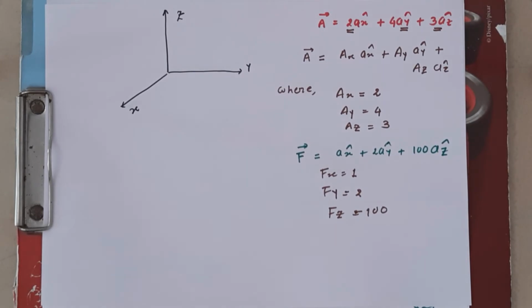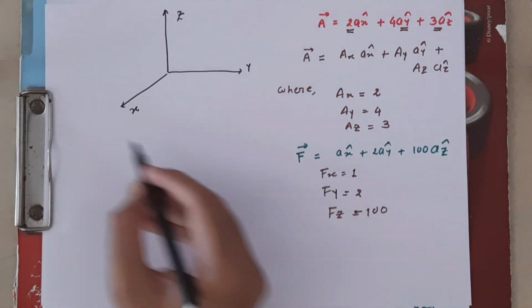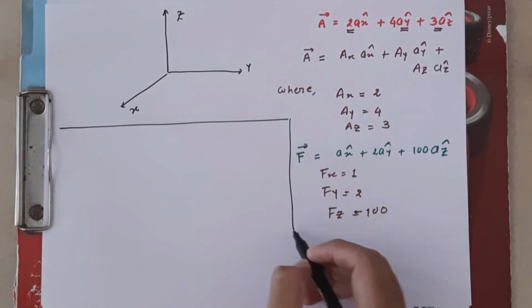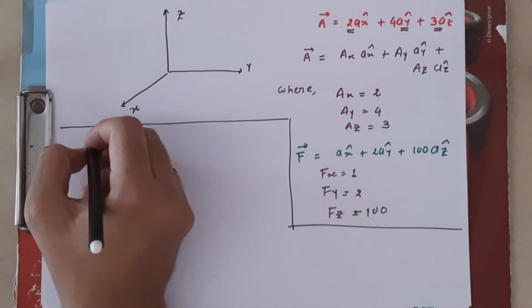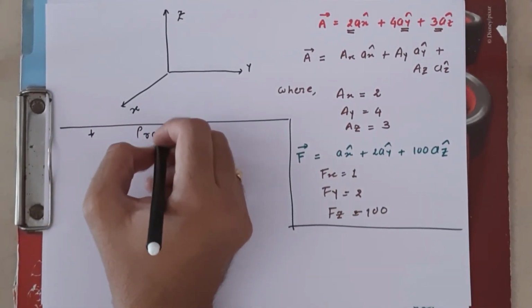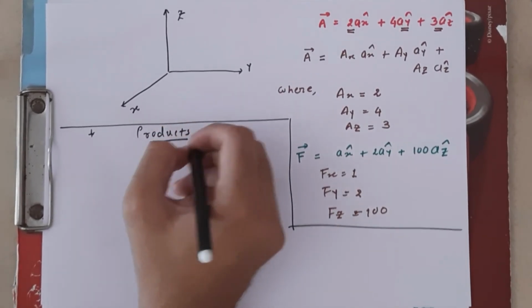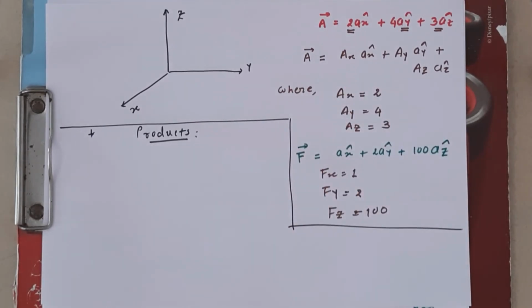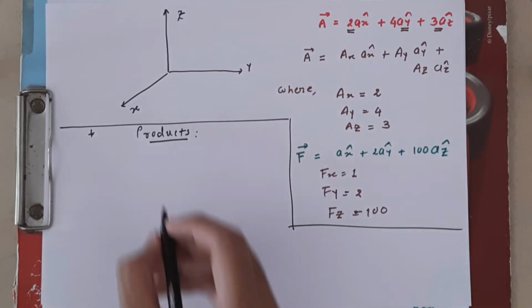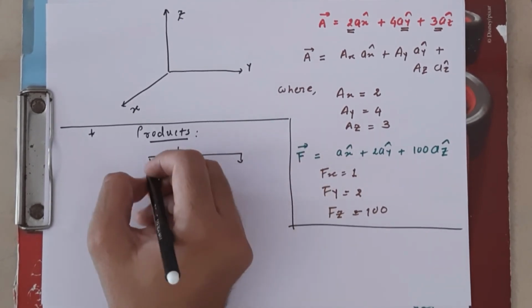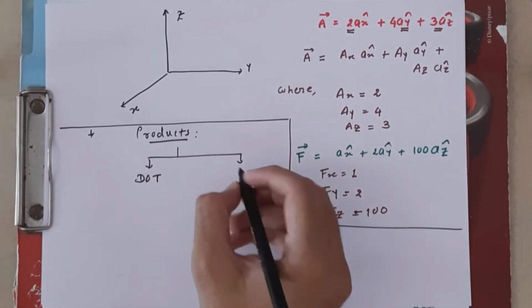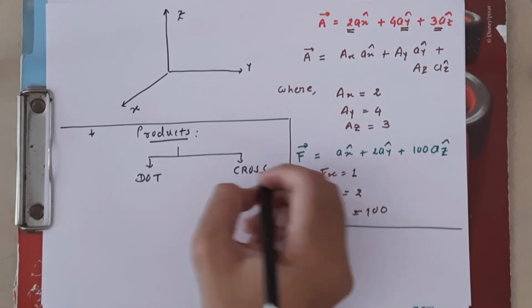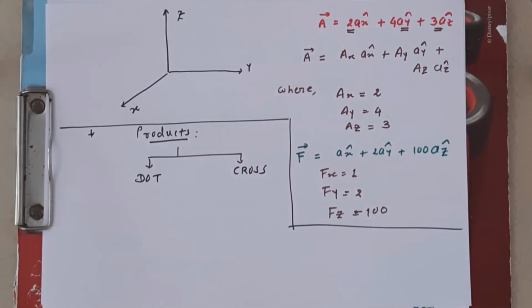Now the next topic is the product of vectors. There are two types of product, dot product and cross product. No need to discuss addition and subtraction of two vectors, because it is very easy; we just do simple addition. So there are two types of product: first is the dot product and second is the cross product between two vectors.